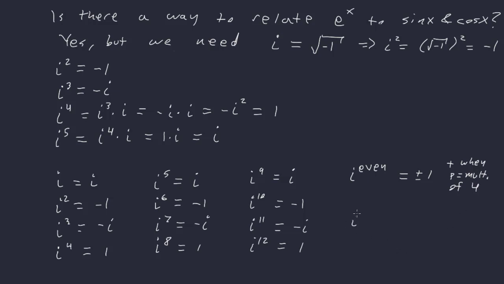Okay, and then when the power is odd, you get plus or minus i. And that one just alternates. It goes positive, negative, positive, negative, positive, negative. Okay, and they all sort of alternate. Okay, so here's where we're going to use this.